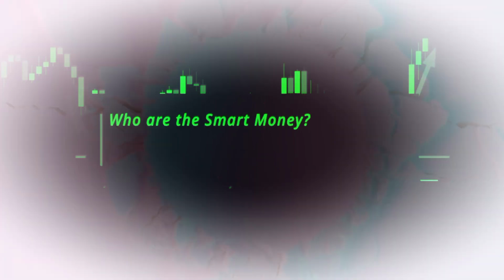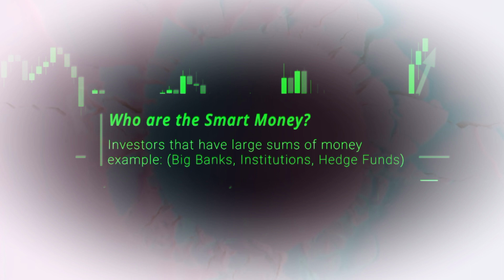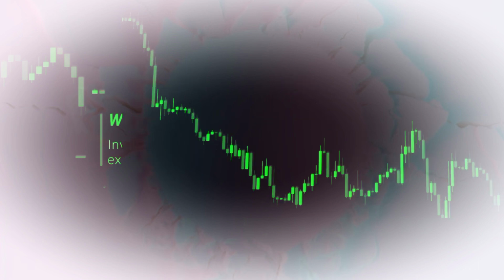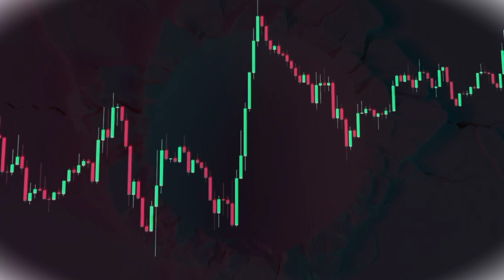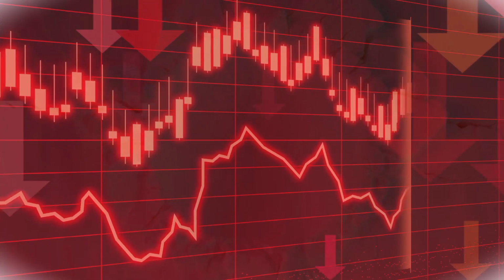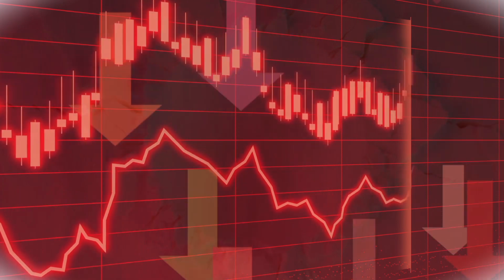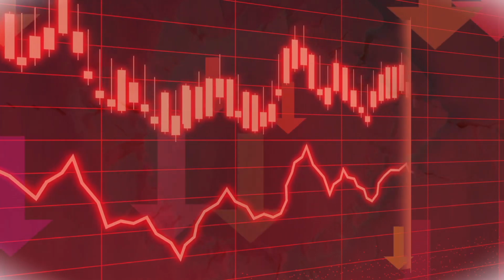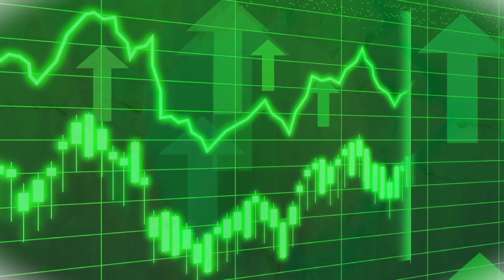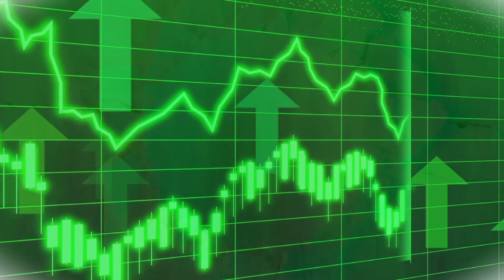And so who are these smart money exactly? Smart money are actually investors that have large sums of money. Think of it like the big banks, institutions, or hedge funds. Because these investors have a large amount of capital to trade, they are actually the ones moving the market. Meaning if we're able to somehow figure out their way of thinking, or even better, knowing what their trading strategy is, we can use it to our own advantage and make a profit. And so with that being said, here are several smart money concepts that you must follow in order to increase your win rate as a trader.